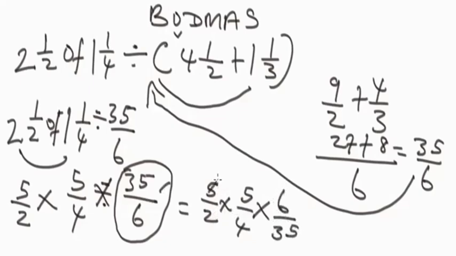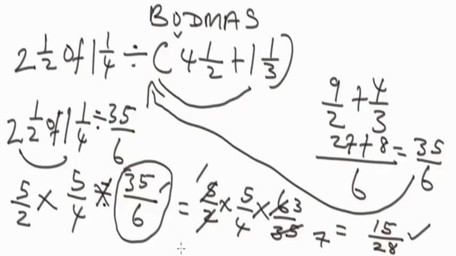Alright, so let's cancel that. 5 cancels into 35, we have 7. 2 cancels into 6, we're going to have 3. So our final answer would be 5 times 3, which is 15, over 4 times 7, which gives us 28. So this will be the answer to this problem, 15 over 28. Very, very simple, guys, if you apply BODMAS.